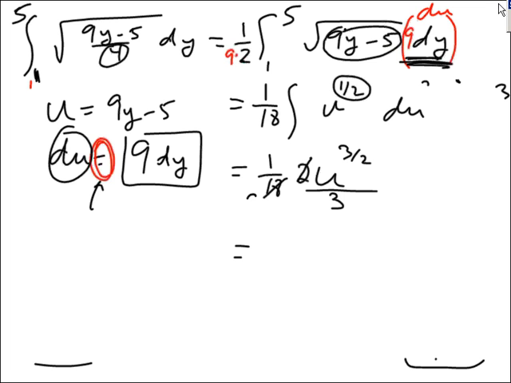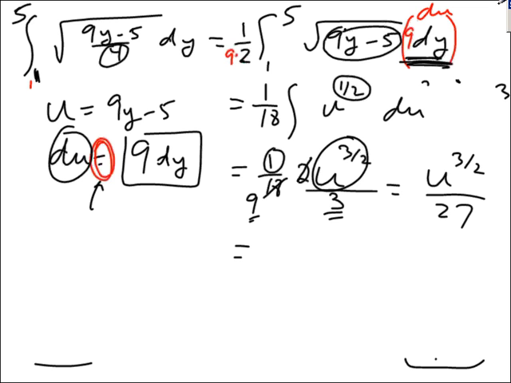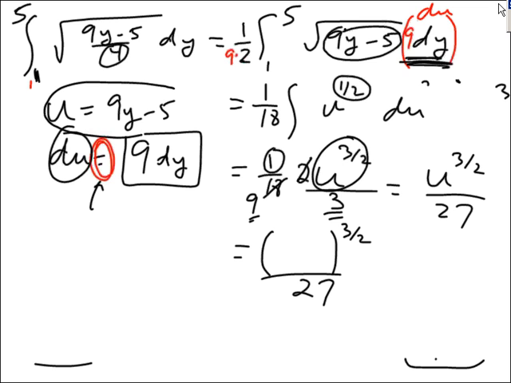Coincidentally, 2 goes into 18 9 times. 1 times u to the 3 halves is u to the 3 halves, and 9 times 3 is 27. Now why don't we just substitute back? Instead of u to the 3 halves over 27, instead of u, and I don't guess, I look back at what I called u.